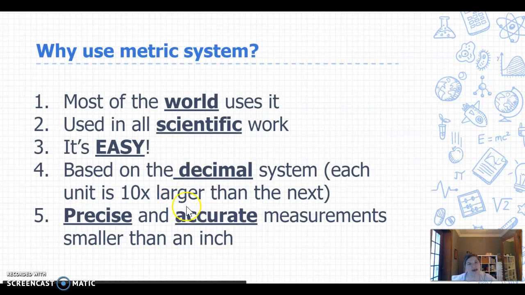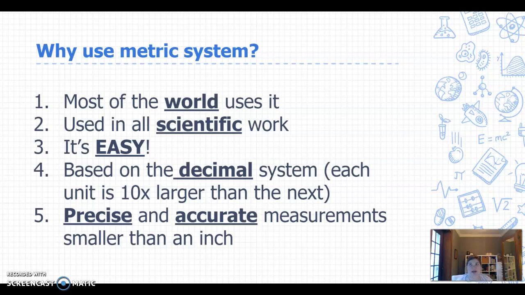So I would just say that the metric system is the most popular system for the world. Most of the world uses the metric system. It's easy for all scientific work because it is easy to convert between units, and it's because it's based on a decimal system. So each unit is 10 times larger than the next, and this makes it more precise and accurate for measurements smaller than an inch.